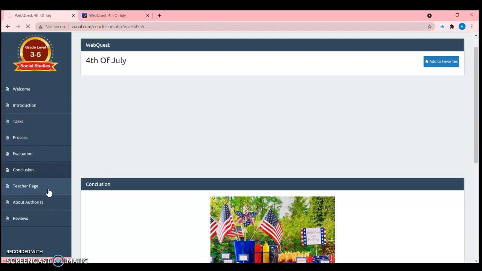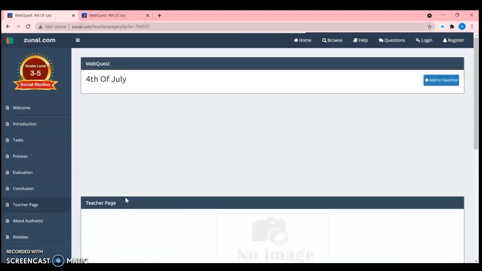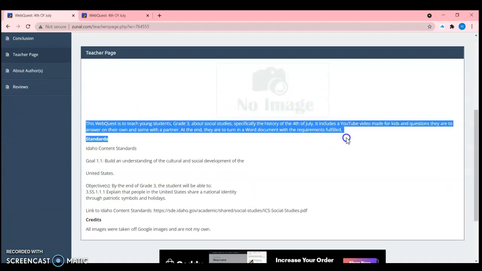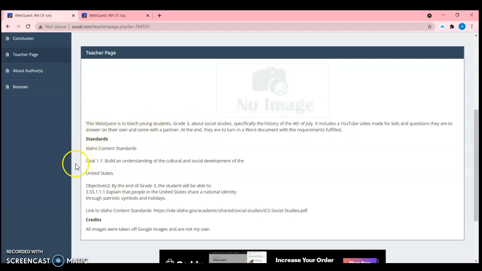And under teacher page, it gives information on, the first part is my advice to other teachers who would like to use this. Then it gives the Idaho content standards. And then under credits, I just put that all images were taken off Google Images and are not my own images.